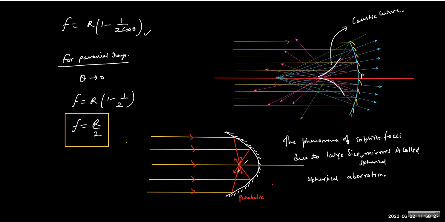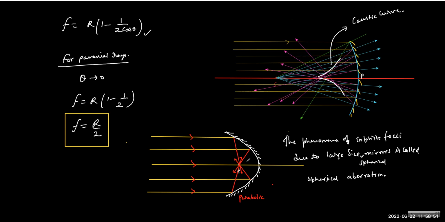So China had made one big parabolic reflector, which I think recently got destroyed. It's huge, about the size of a football ground, built to catch alien signals. They have received a lot of signals from distant galaxies and many other things.